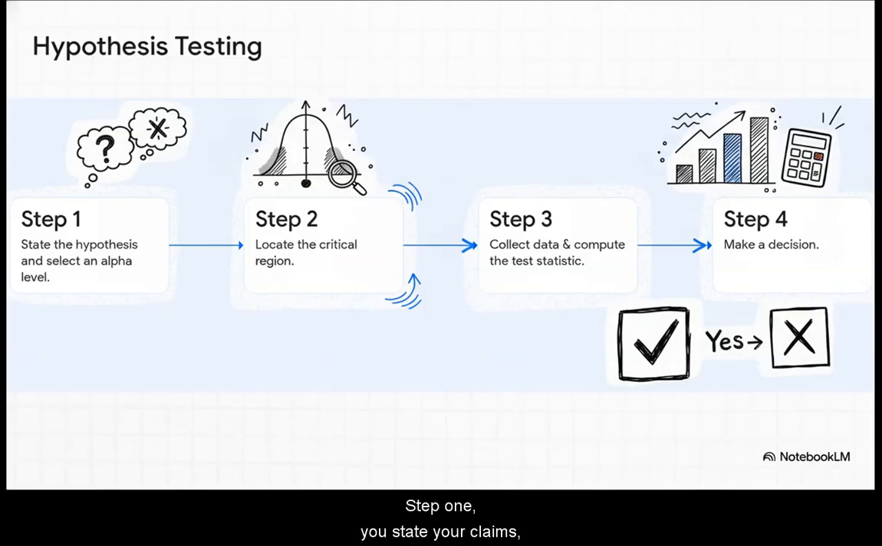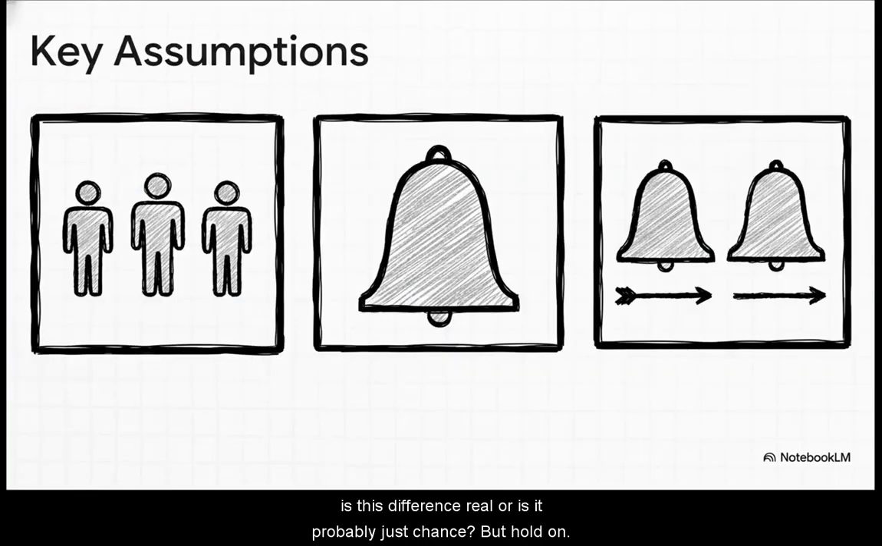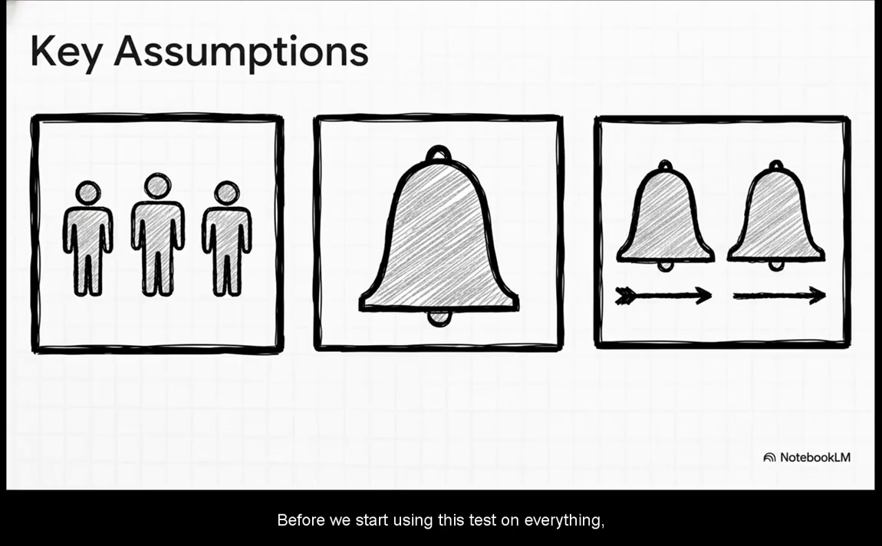Step 1, you state your claims, what you're testing. Step 2, you set the bar. How much evidence do you need to be convinced? Step 3, you do the math, you calculate that signal-to-noise ratio. And finally, step 4, you make the call. You compare your result to the bar you set and decide, is this difference real or is it probably just chance?